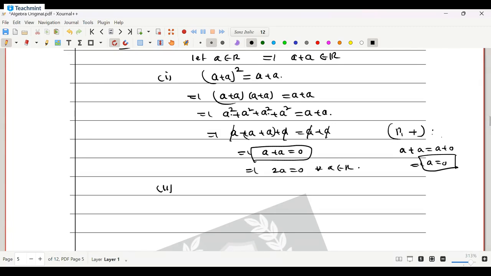What about statement 2? If a plus b is equal to 0, then a is equal to b. Now let a plus b be equal to 0. But we know that a plus a is equal to 0, so we can write 0 as a plus a. So therefore a plus b is equal to a plus a. By the left cancellation law, a gets cancelled, then b is equal to a. So if a plus b is equal to 0, then a is equal to b.